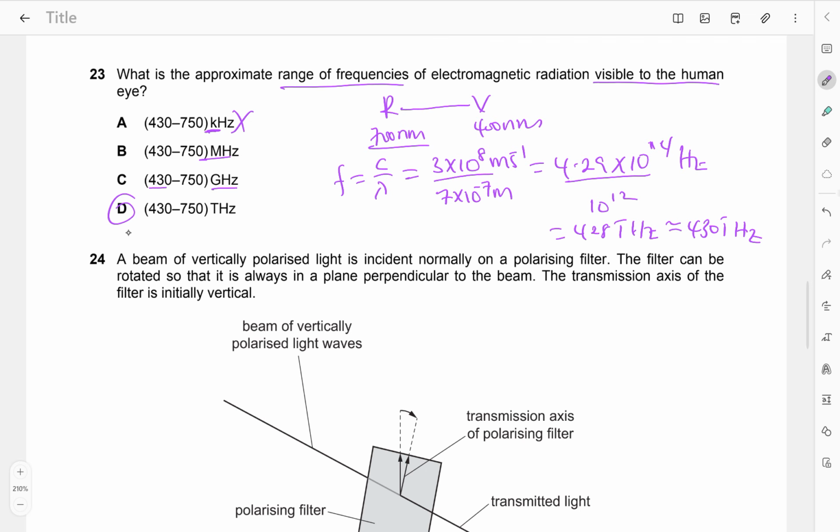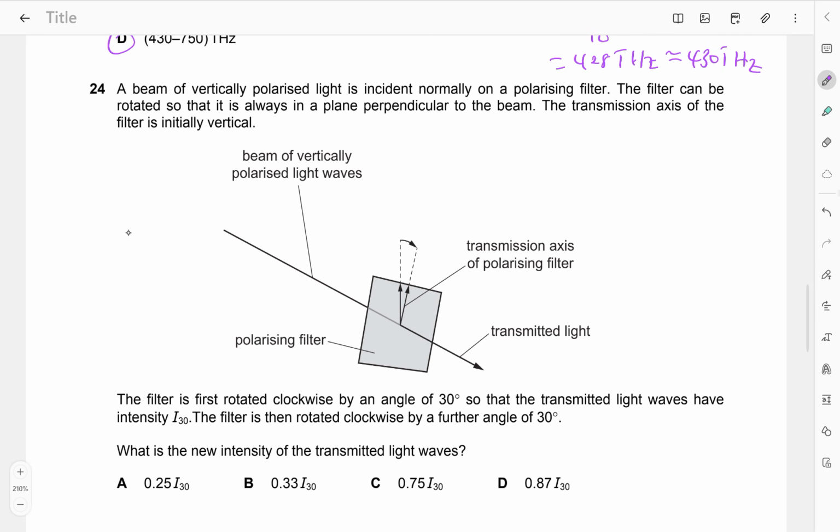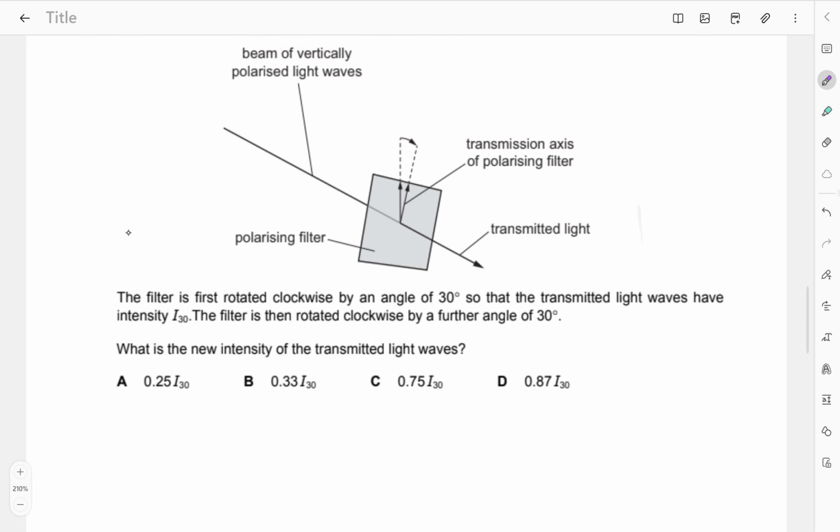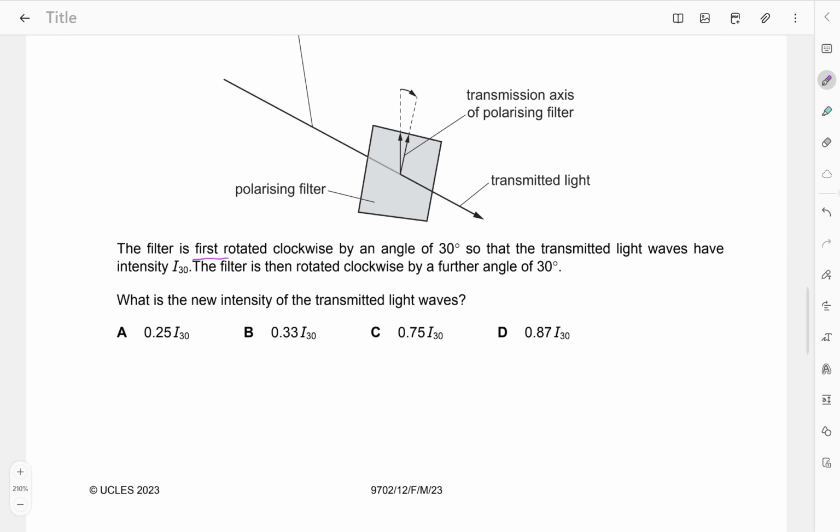A beam of vertically polarized light is incident normal on a plane polarizing filter. The filter can be rotated so that it is always in a plane perpendicular to the beam. The transmission axis of the filter is initially vertical. The filter is first rotated clockwise by an angle of 30 degrees so that the transmitted light waves have intensity I30. So let me find I30. Remember Malus's law, intensity transmitted is equal to I0 cos squared θ. So I30 is going to be I0 cos squared of 30.